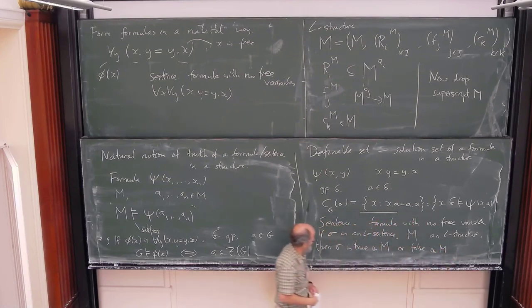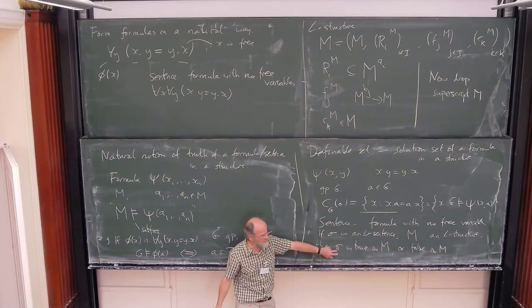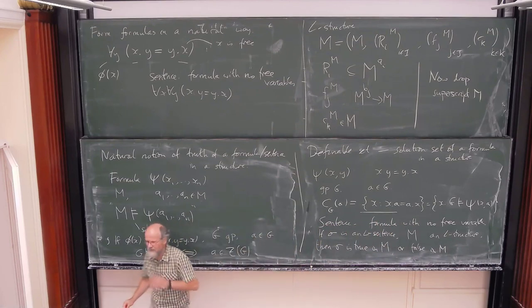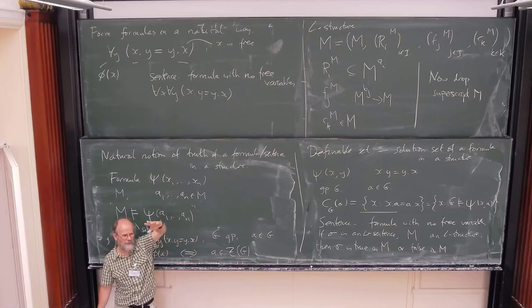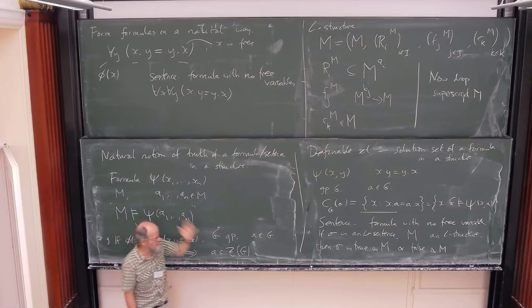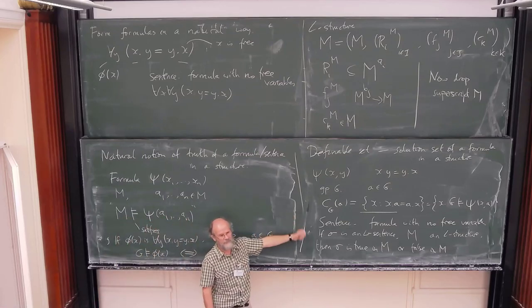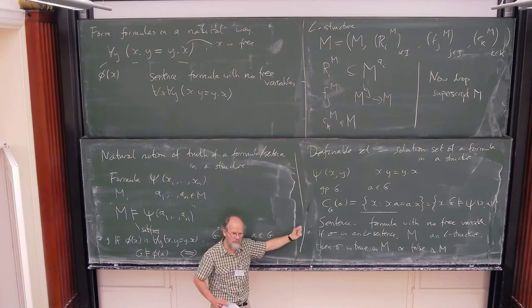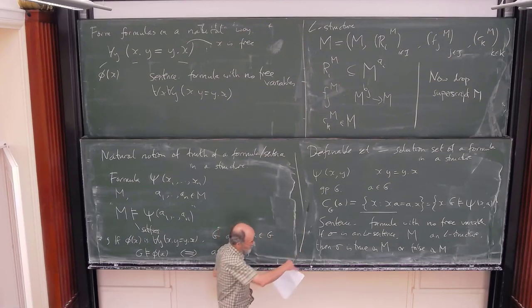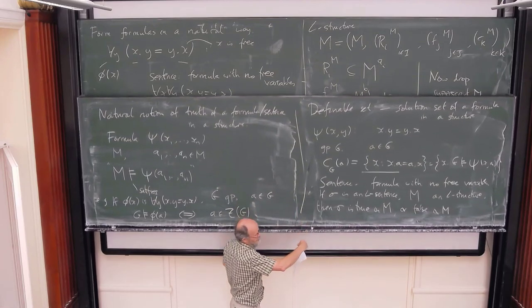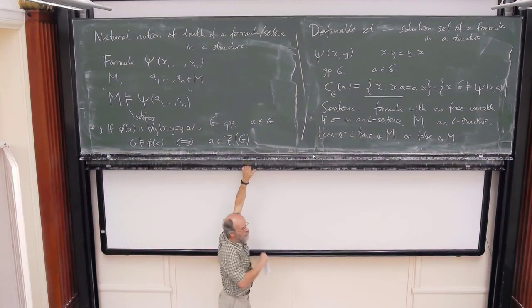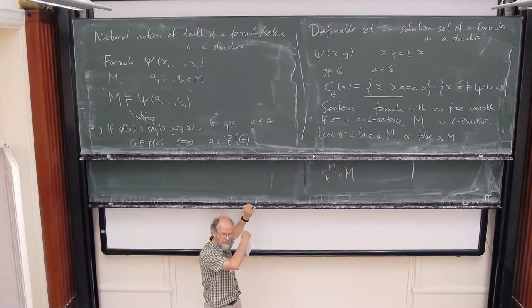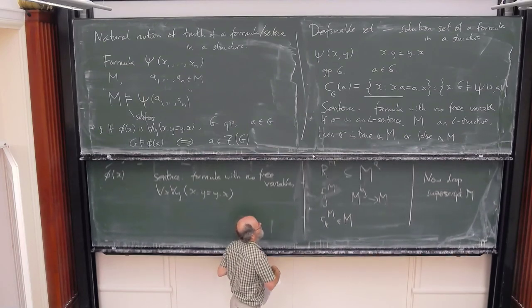So, I mean, if sigma was a formula, then this wouldn't be clear. If sigma just said x is in the center, that would be true of some elements, false of other elements. But if it's a sentence, you would say something like everything is in the center. That would be true if the group is abelian, false otherwise. Okay, so we collect together all the sentences true of a structure, and that's called the theory of the structure.